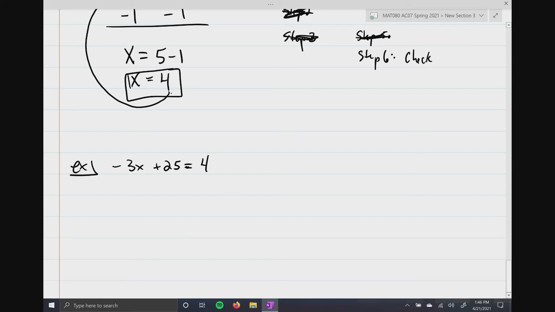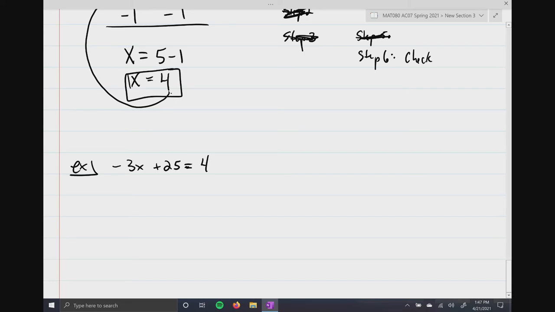Negative 3 times x plus 25 equals 4. So this problem, I think, is a little bit more difficult. Some of us may be able to look at it and say, well, x equals this number. Some of us may not, and that's fine. In fact, I don't even waste my time trying to guess.